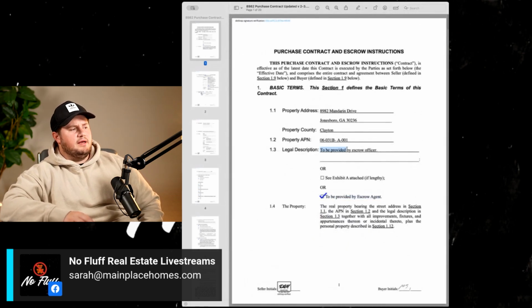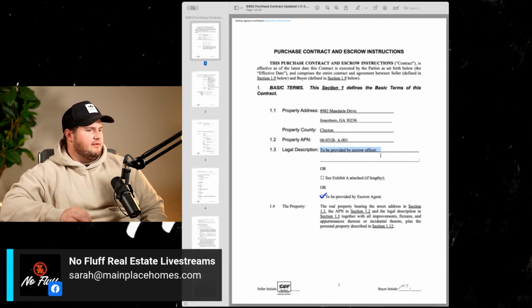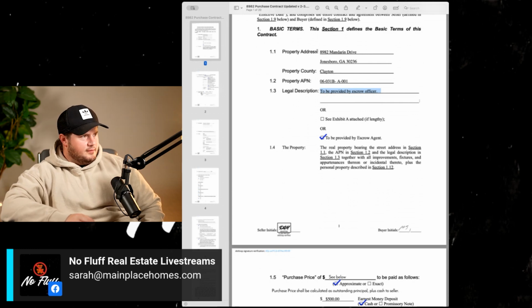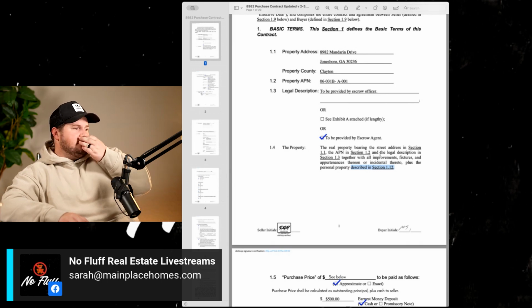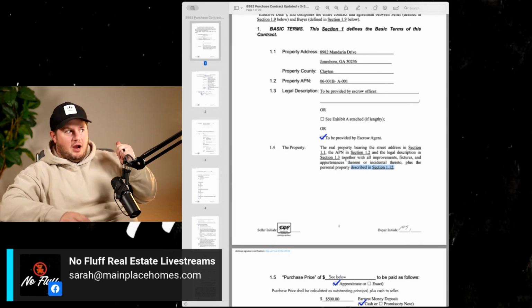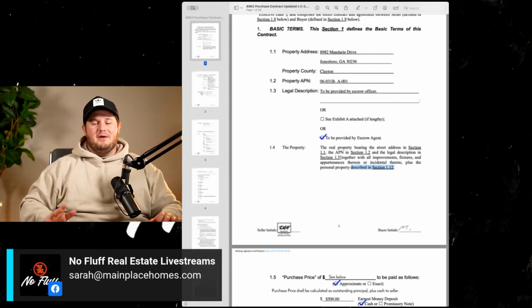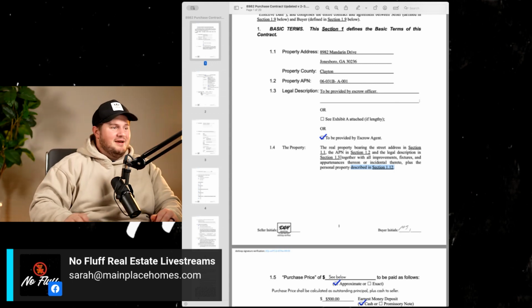We don't want to go into the legal description, which can be a paragraph long sometimes. The real property is bearing the street address, section 1.1 up here, an APN section 1.2, and the legal description 1.3, together with all improvement fixtures and appurtenances thereon and incidental thereto, plus personal property described in section 1.1. So that's basically what we're saying: we're purchasing the property, and the property constitutes everything that is there, and what we agree you're going to leave there in 1.12.